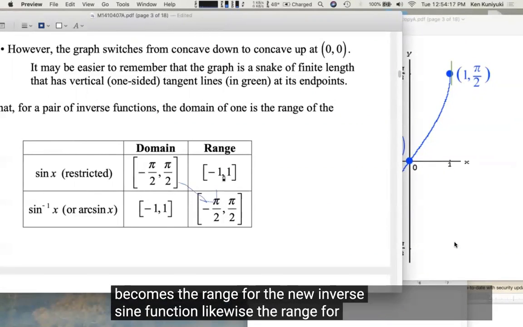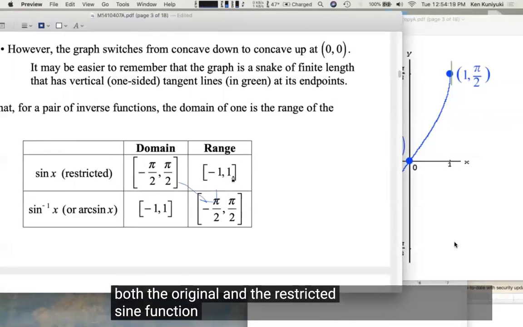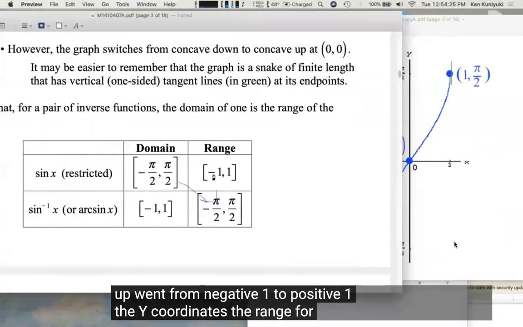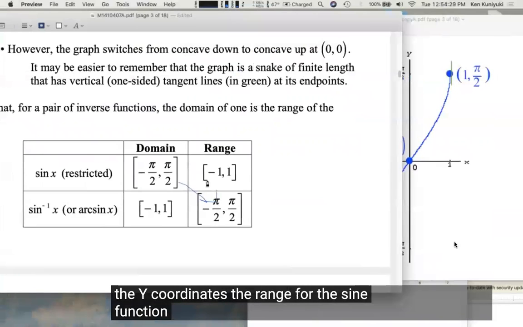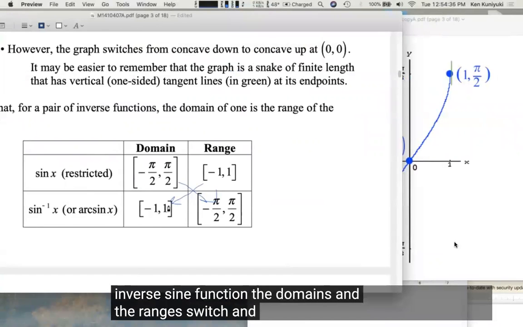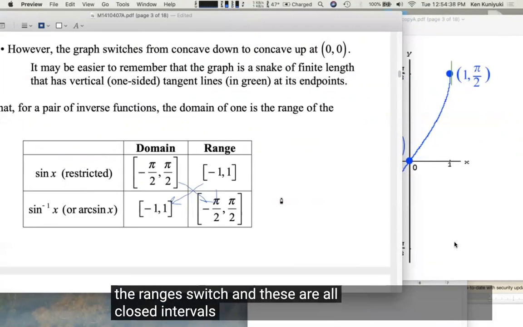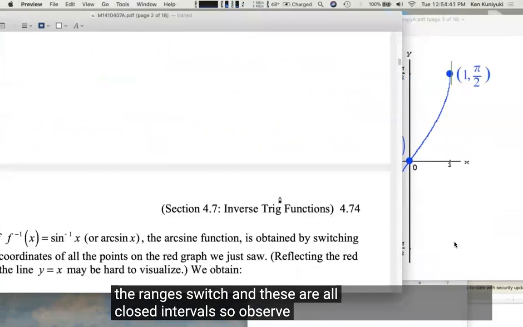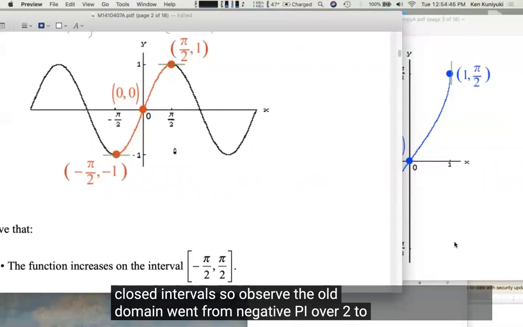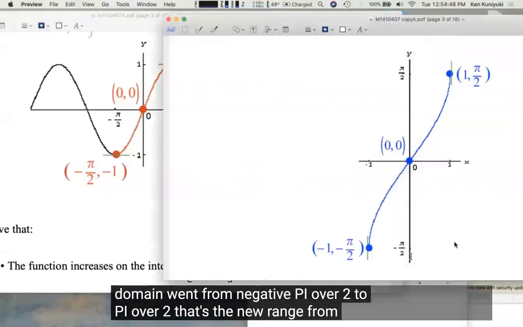Likewise, the range for both the original and the restricted sine function, the y-coordinates we pick up, went from negative 1 to positive 1. The range for the sine function now becomes the domain for the inverse sine function. The domains and the ranges switch. And these are all closed intervals. So observe, the old domain went from negative pi over 2 to pi over 2. That's the new range, from negative pi over 2 to pi over 2.